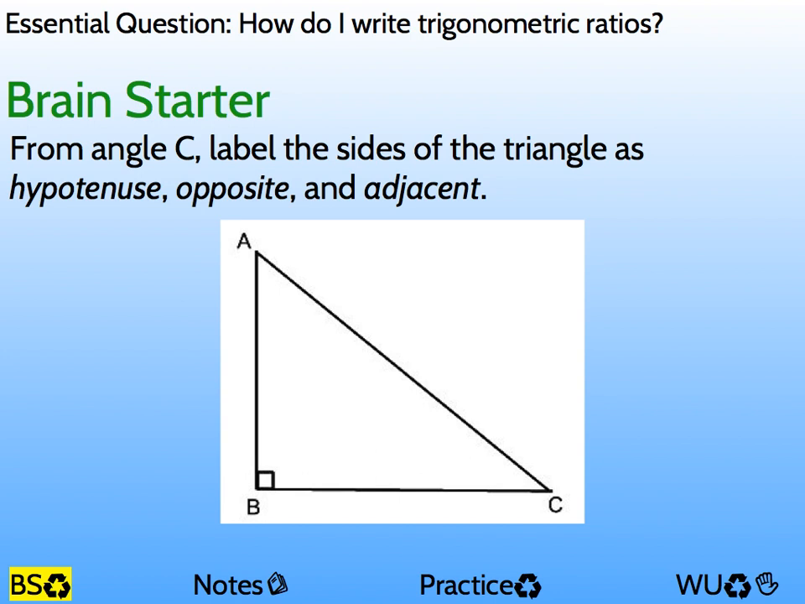The hypotenuse is always across from the right angle, so AC is your hypotenuse. Since we're looking from angle C, the side that's opposite that is AB. And the side that's adjacent, which just means next to, is BC.